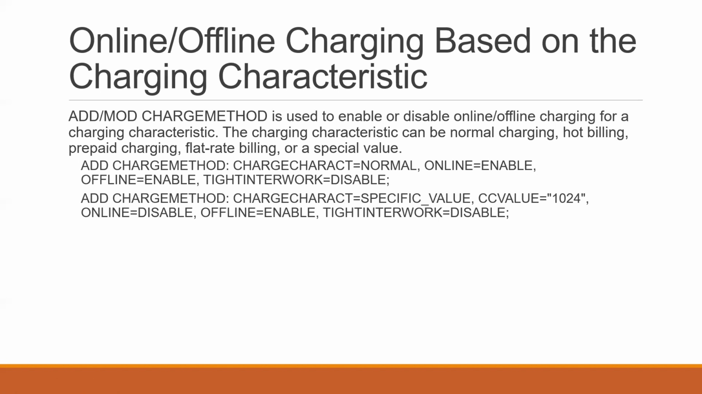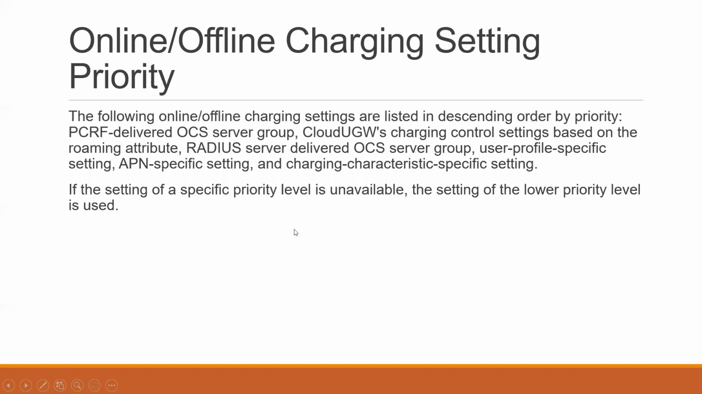And next one is basically based on your charging characteristics. Okay, so based on specific charging characteristics, you can specify whether online is enabled or disabled, your offline is enabled or disabled. Okay, and then you can also do it based on the CC value as well. So on specific CC value, what needs to be done, online will be disabled and offline is going to be enabled.